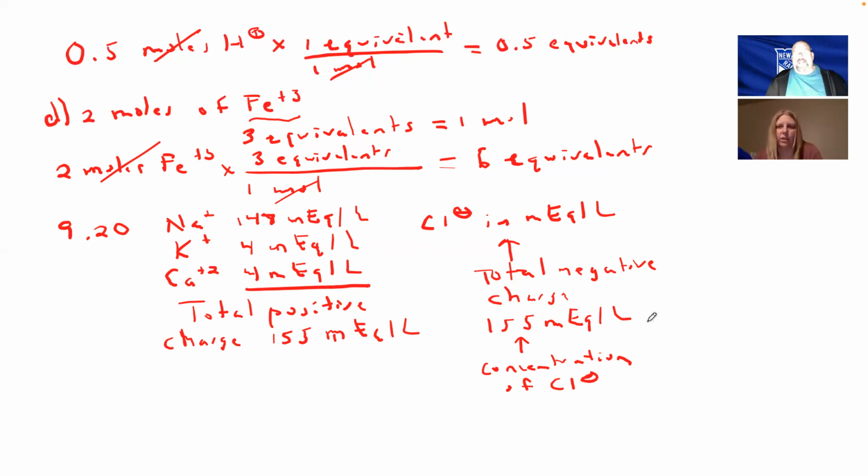Yes, and they tell us that the chloride is the only anion present, the only negative ion. So that has to account for all the negative charge. So it would have to account for 155 milliequivalents per liter.